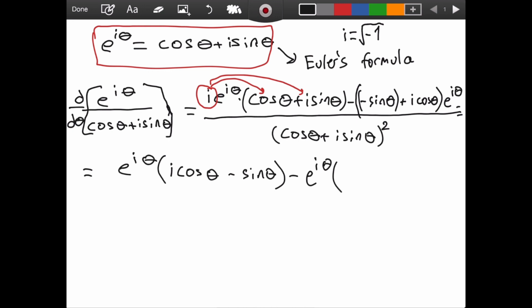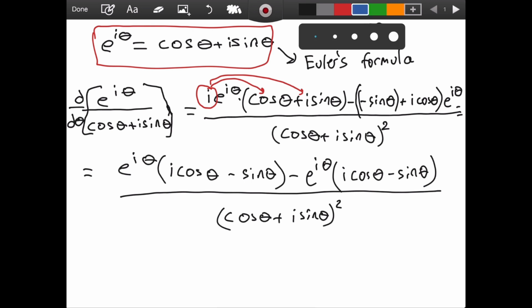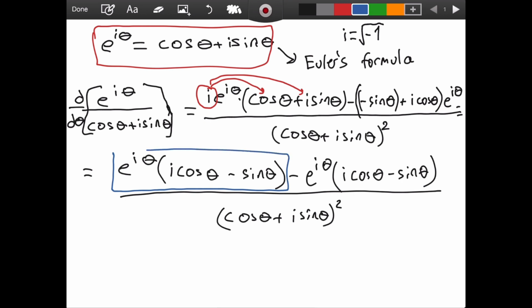Then inside we have, if we arrange the order, it doesn't matter in case of an addition, so we can do that. We have i cosine of theta minus sine of theta. And now we have our denominator as cosine of theta plus i sine of theta all squared. Well, you should be very excited now because look at what we have on the numerator. We have this product here and we have the same product here. We have something minus itself. This should be equal to 0 then.